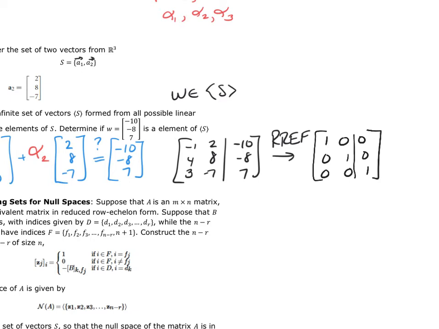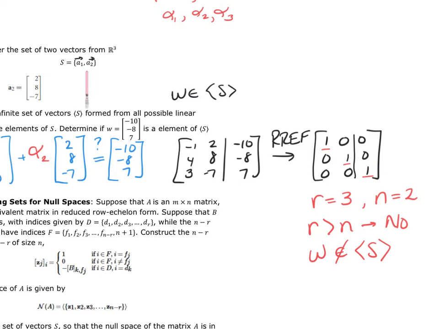Now, the number of pivots I have is 3. 1, 2, 3 pivots. The number of columns, or the number of vectors I have, is 2. Because R is greater than N, the answer is no. W is not in the span generated by this spanning set.